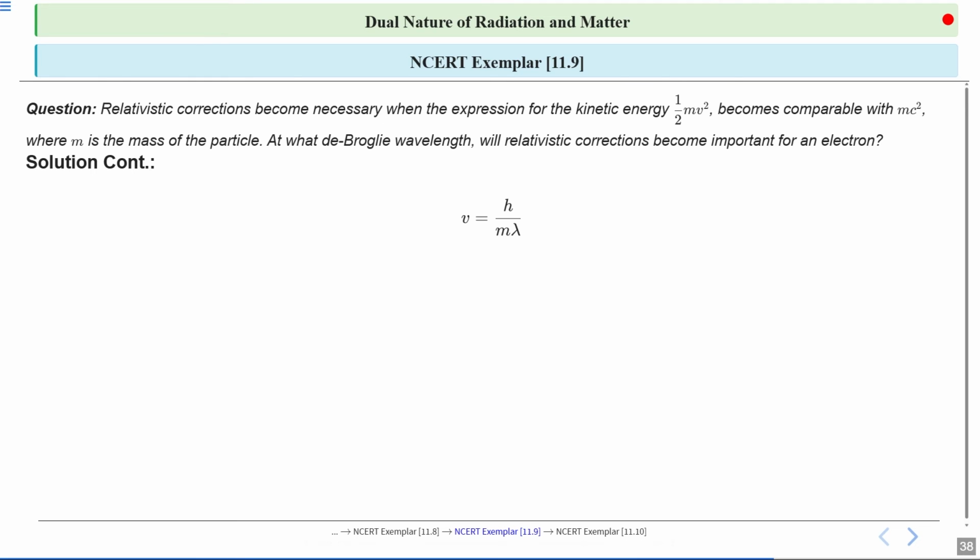So let's recall the formula for the de Broglie wavelength, lambda equal to h upon mv, and rearranging it for v equal to h upon m lambda. For our calculation we need the mass of the electron. The mass of electron is 9 into 10 to the power minus 31 kg. Now consider each option one by one.